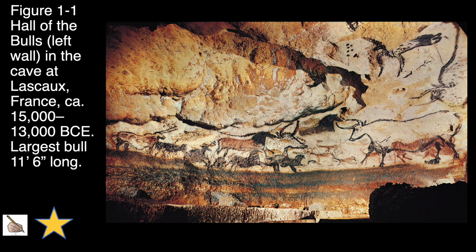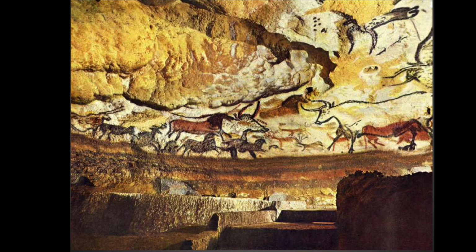Hall of the Bulls, left wall in the cave at Lascaux, France, approximately 15,000 to 13,000 BCE, and our largest bull is about 11 feet long. We are not sure why the artist decided to depict these animals. We see the bulls and horses, which are the most commonly depicted. However, these were not diet staples in the Old Stone Age.